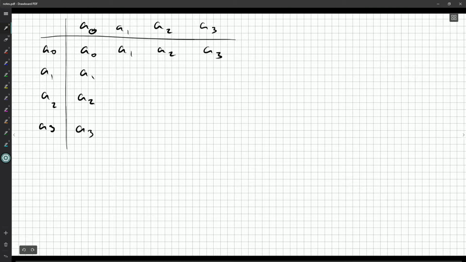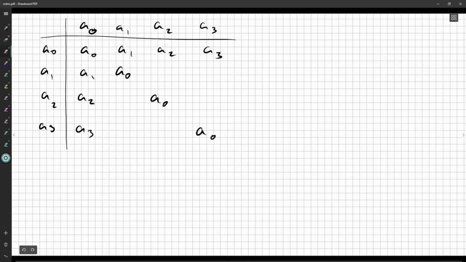Okay, and since A1 times A1 is the identity, everything is its own inverse, we can fill in that pretty quickly. Now, we should be able to work this out. Whatever I put here, since it's commutative, I'll also put here. So that'll be really nice. But what should go there?